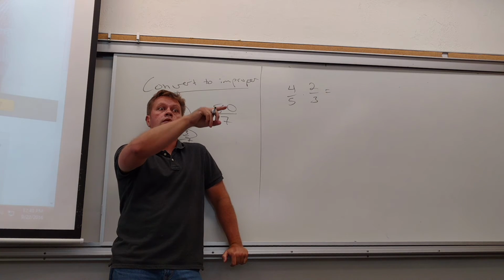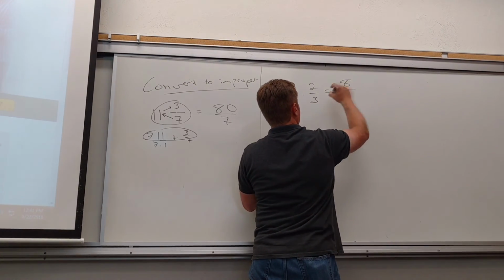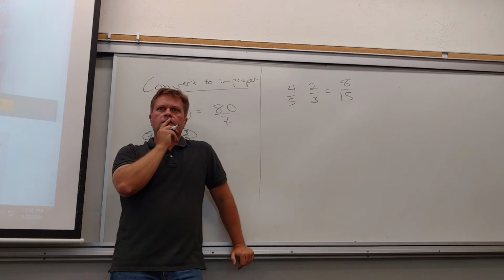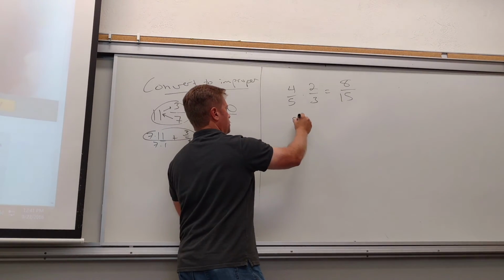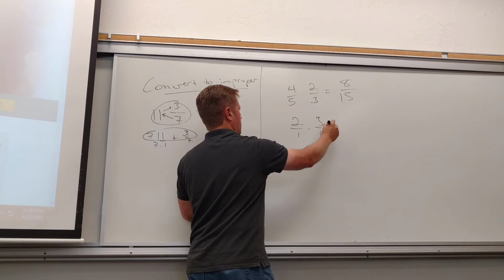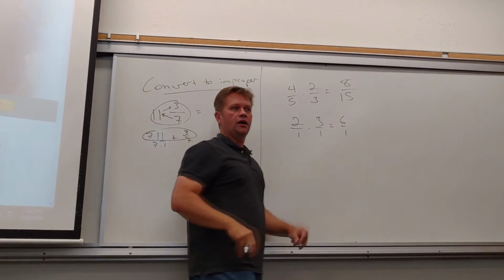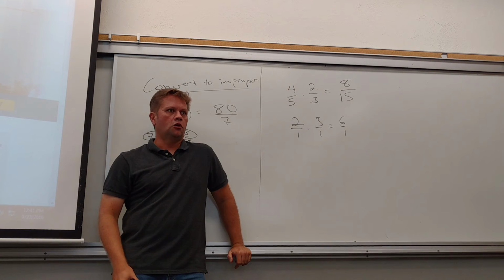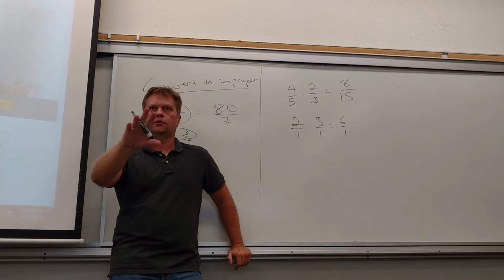8 out of 15. Beautiful. So 4 times 2 is 8. 5 times 3 is 15. I like it. To be honest, we've been doing this forever. What's 2 over 1 times 3 over 1? 6 over 1. I mean, every time you multiply any number anywhere, you are basically multiplying fractions, because every number is over 1. Alright, let me stop there for a second.